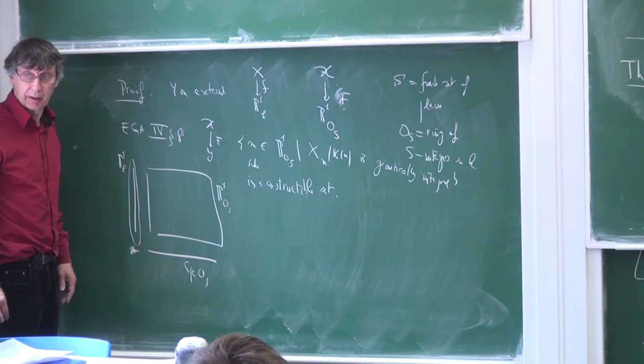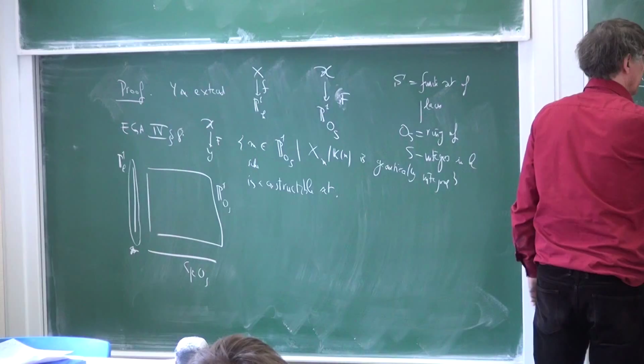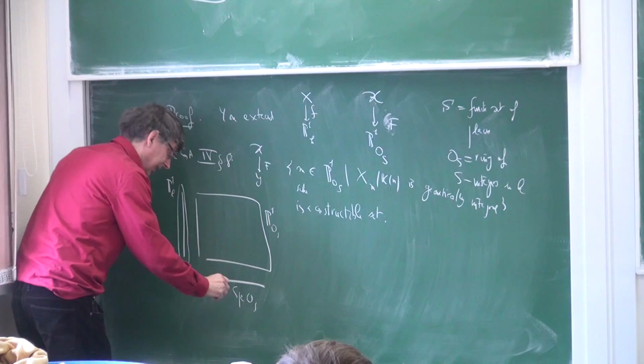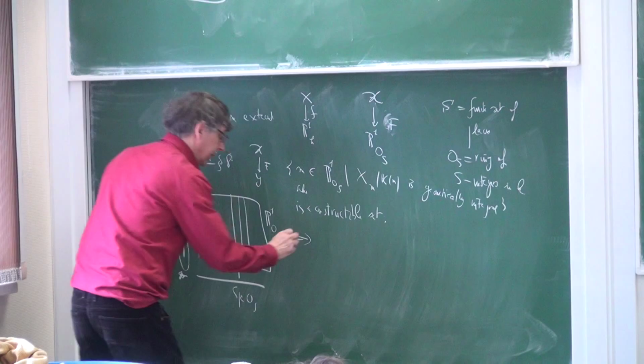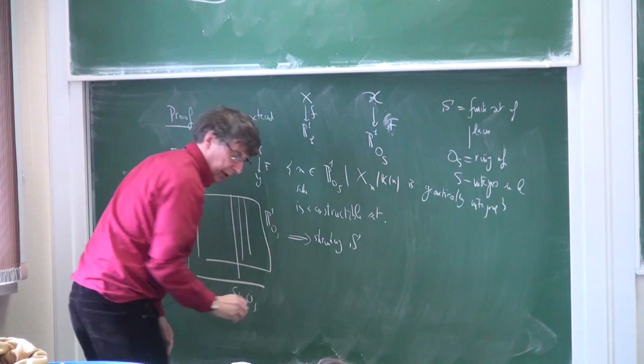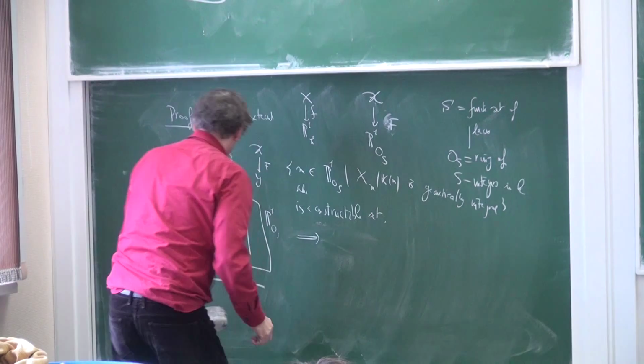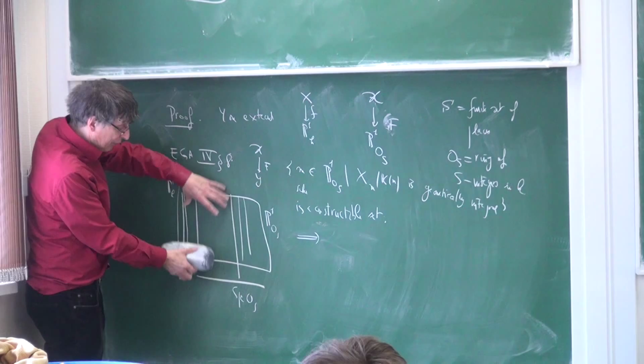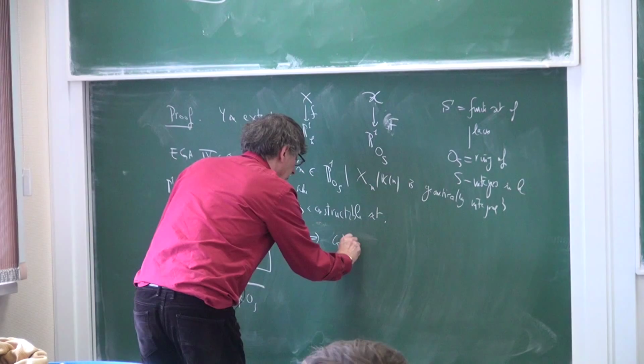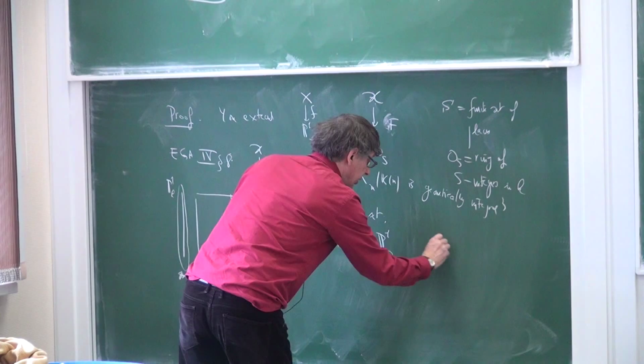Now, what we know is that our constructible set contains the whole P1_K, by the assumption. So the conclusion is that this constructible set contains, if you take away finitely many fibers, that is, shrinking S, making it smaller, a constructible set which contains P1_K. So it contains P1_{O_S'}, where S' contains S and is still finite.